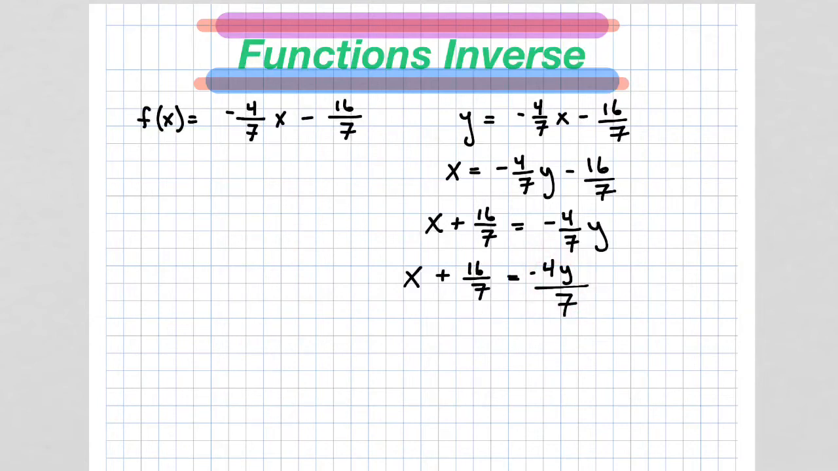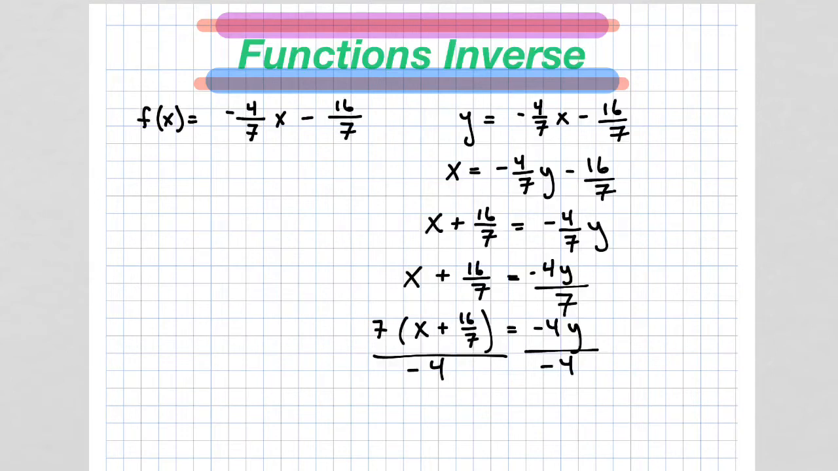Okay. Next, what I want to do is multiply both sides by 7. So I have 7 times (x plus 16 over 7) equals negative 4y. Next, I want to divide both sides by negative 4y, or negative 4. So divide by negative 4, divide by negative 4.